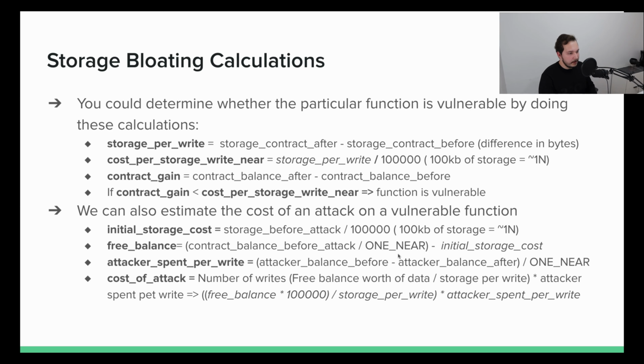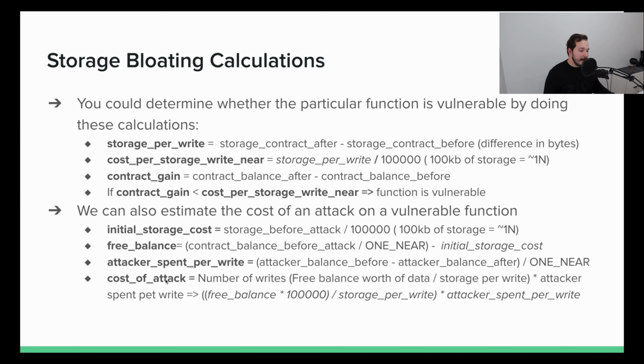So we get the amount of balance the smart contract has now, and then we just subtract the storage cost to maintain. And then it's going to be our free balance that we can freely spend and transact with. And then we calculate the attacker spend per write, so the amount of money the attacker has to spend every time he or she calls this function. So just balance before minus balance after divided by 1 year.